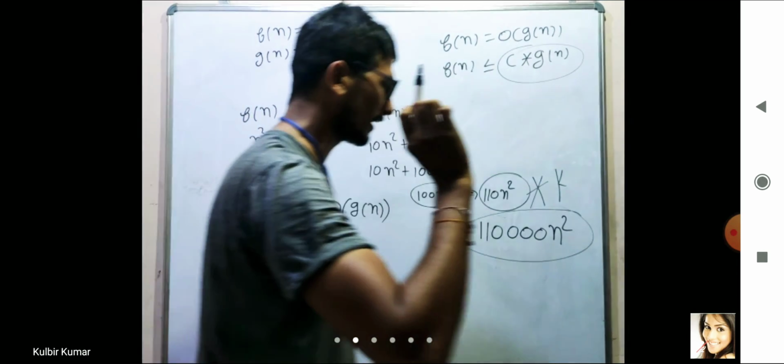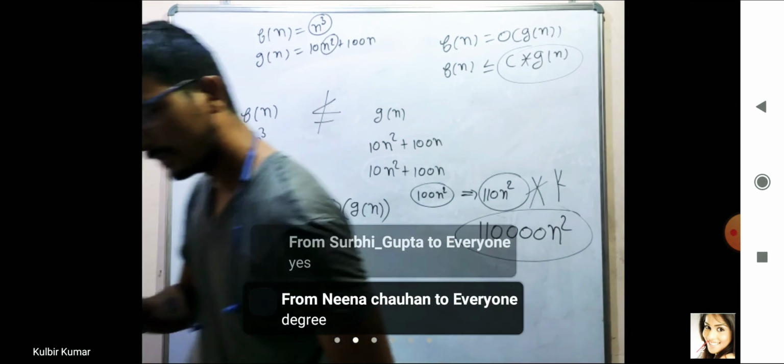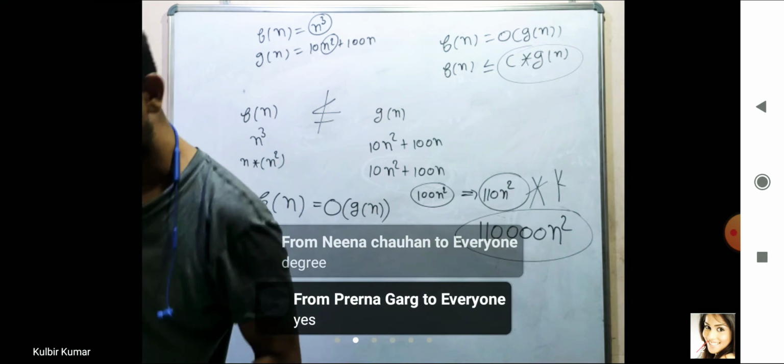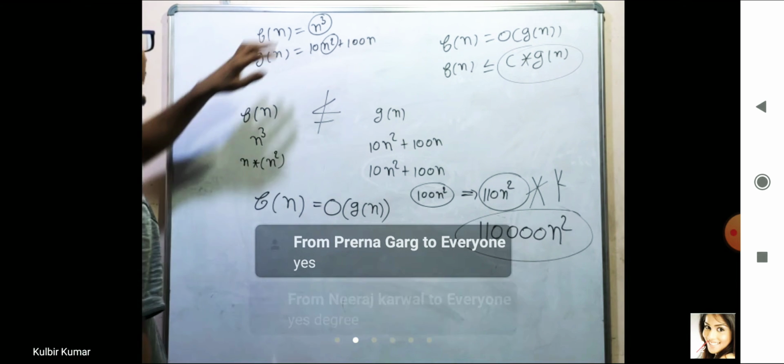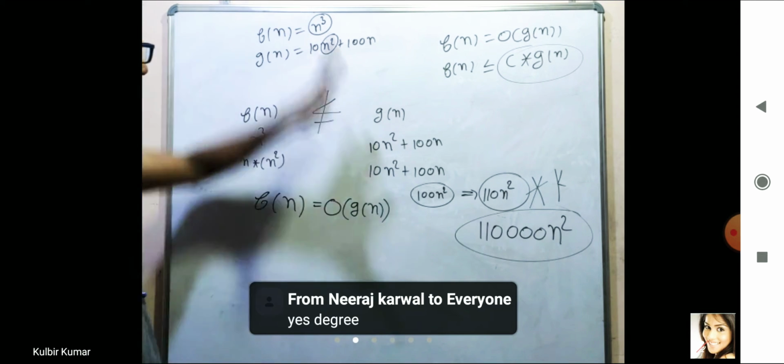Okay, highest polynomial को क्या बोलते हैं? Degree? Yeah, I think it's a degree बोलते हैं. So some student confirmed it. Degree. So इस function की degree क्या है? 3. और इसकी degree क्या है? 2. So जिसकी degree सबसे बड़ी होगी वही function सबसे बड़ा होगा.